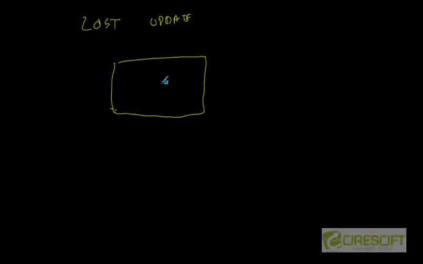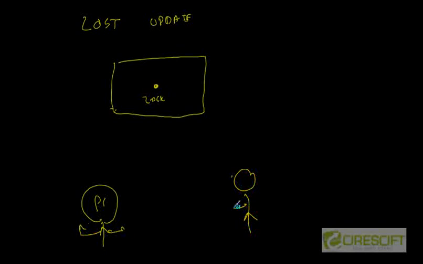If you have the problem of lost update, how do you solve it? The solution is also very simple. This is a box, right? In that box, you put a lock. So after you put the lock, what is going to happen? Let's say this is P1, and then this is your P2.